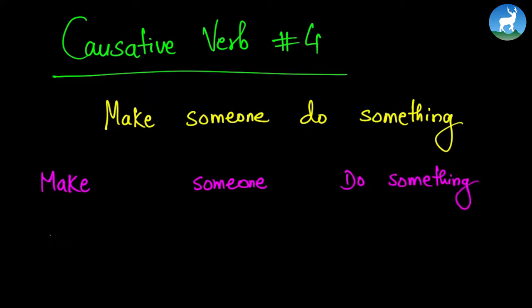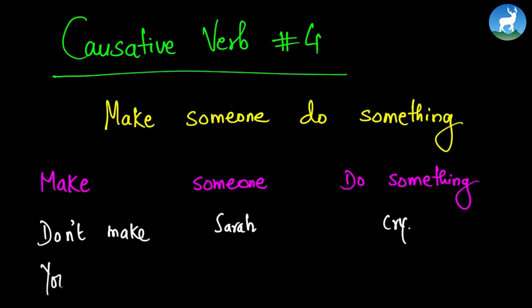Pretty easy. Don't make Sarah cry. Be a good child. Don't make her cry. You make your hands move. The teacher made Peter work hard. Why do you make your parents worry so much about you?